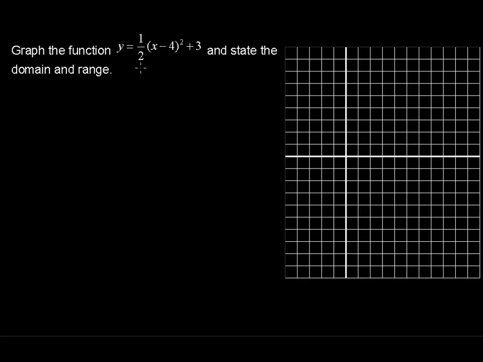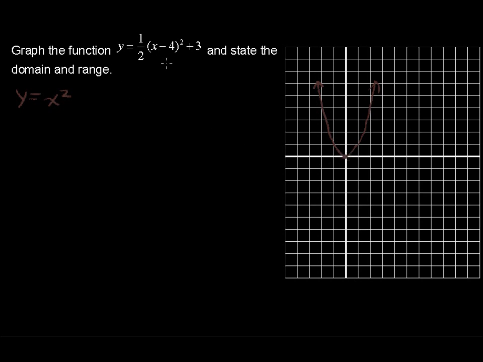Graph the function y equals 1/2 (x minus 4) quantity squared plus 3 and state the domain and range. The first thing we're going to do is think about the base function y equals x squared. And that would look something like this. It'd be a parabola, a pretty skinny parabola with its vertex at (0, 0), right at the origin. We'll make this the origin right there.